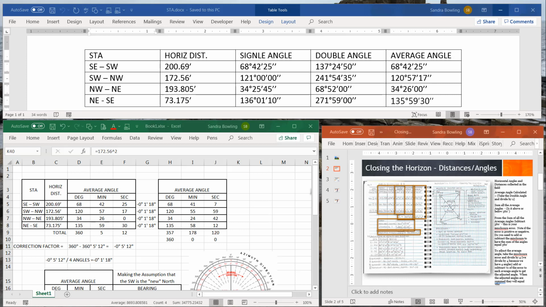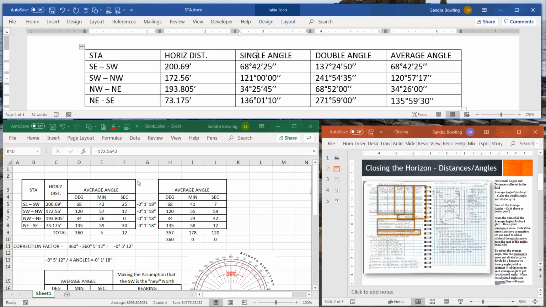In this video, I'm going to show you how to do the closing the horizons calculations. So I've got your data that was recorded out in the field. We've got your stations, your single angle, your double angle, and the average. Now that we've got the average, we're going to come down.